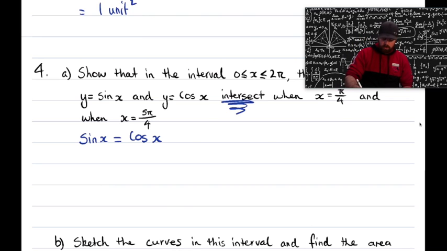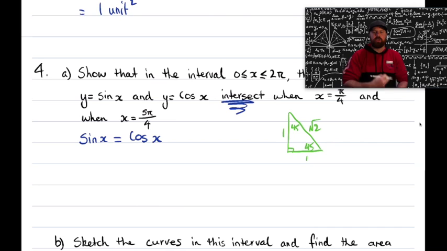Now, just thinking intuitively, we know from our 45 set square that sine and cosine are equal to each other at 45 degrees, and 45 degrees is pi on 4. But how do we show this? Well, what do I know about sine and cosine? I could take cosine across to the other side, and I'll be left with sine minus cosine equals 0. So I'm asking, when do the exact two same values equal 0? Doesn't get me much anywhere.